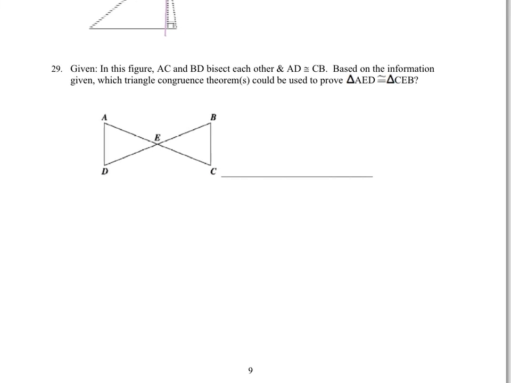Okay, right here, this is what's given to us. AC is congruent to and bisects BD. That means it splits each segment into two congruent segments. And also AD is congruent to CB. That means we can use side, side, side to prove these triangles congruent. Now, if some of you happen to say, well, these are vertical angles, so we could have also used side angle side, that's true as well. So either of those would have been correct on this one.